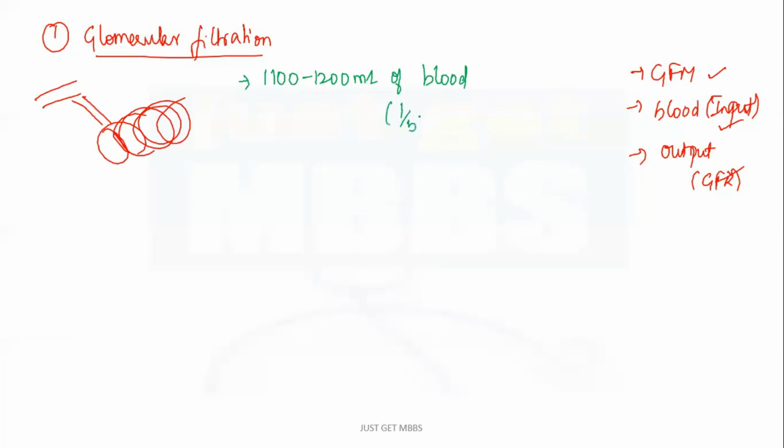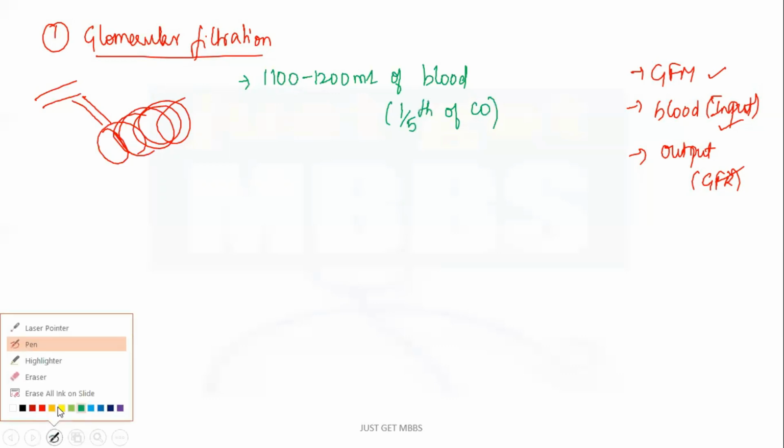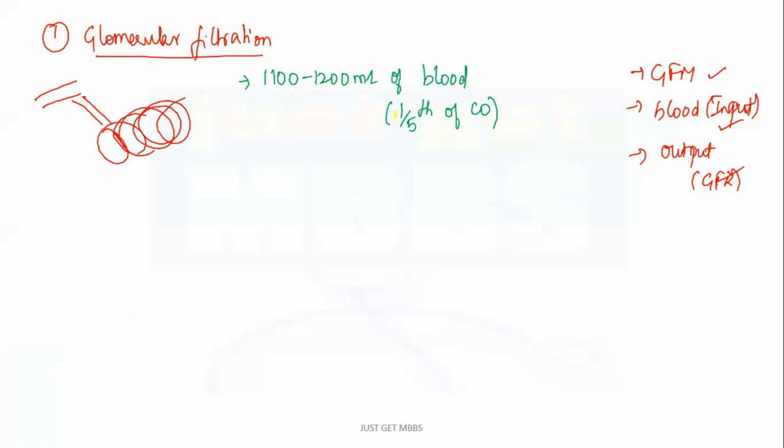That approximately constitutes around 1/5 of cardiac output. A very important statement pertaining to the NEET exam. This has been very frequently asked. 1/5 of your cardiac output is sent to the renal artery, henceforth to the glomerulus, for filtration. So this is the amount of blood that enters. You should not confuse it with GFR. GFR is the output. Output is GFR, input is 1/5 of cardiac output, that is 1100 to 1200 ml of blood.